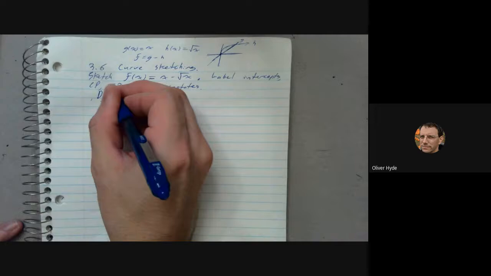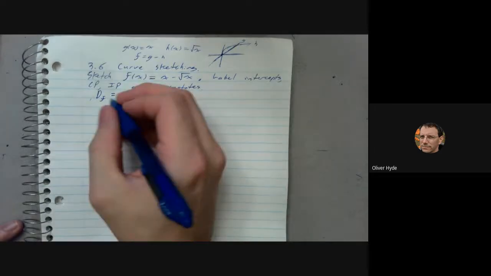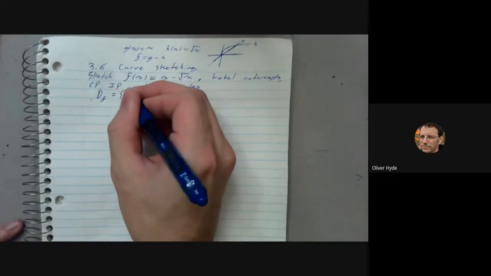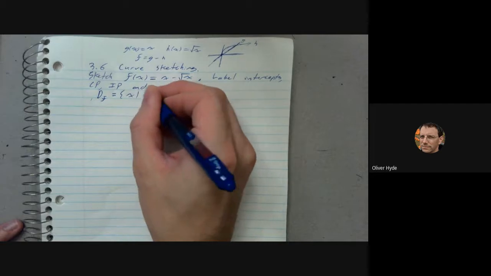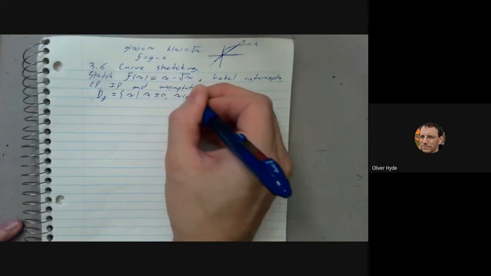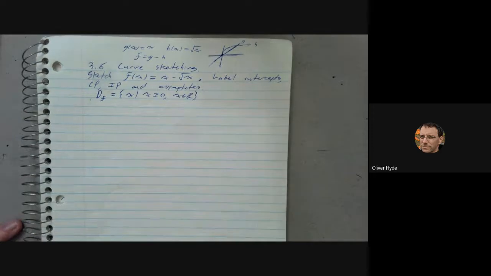Because this will tell me to throw out any critical numbers or inflection numbers that are outside of the domain of the function. The domain of f is going to be the set of all x values such that x is greater than or equal to 0 and x is an element of the real numbers. But that'll also help me sort of scale my sketch a bit.